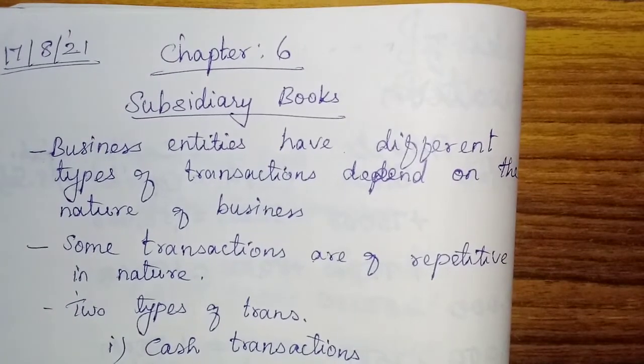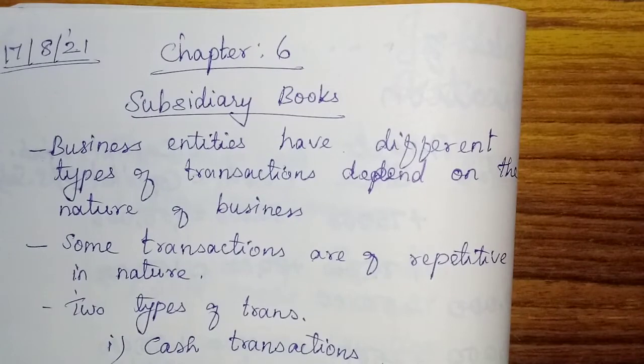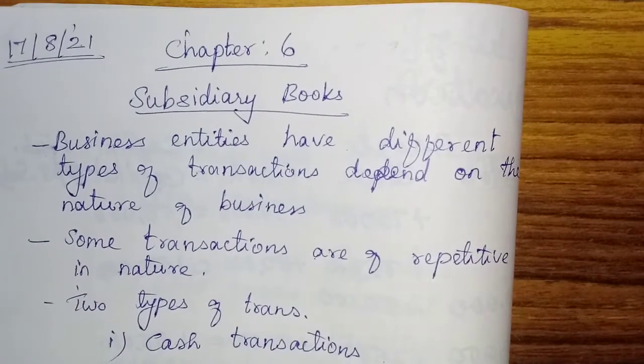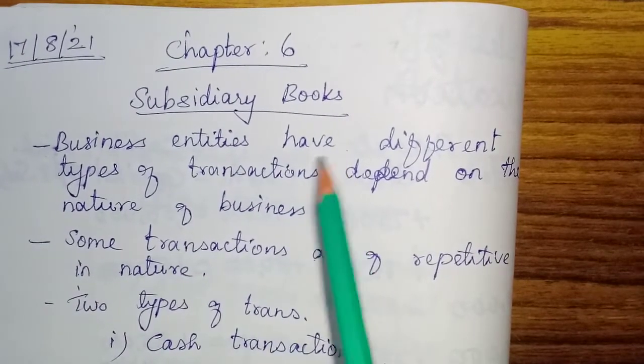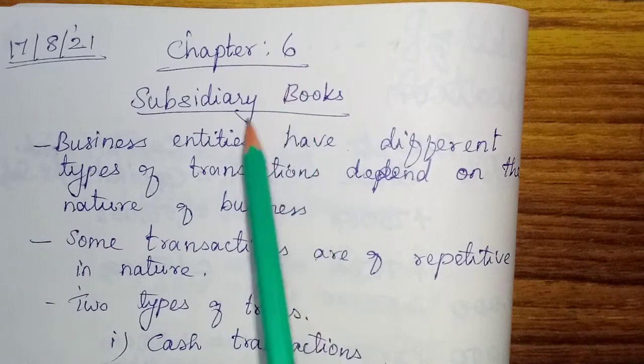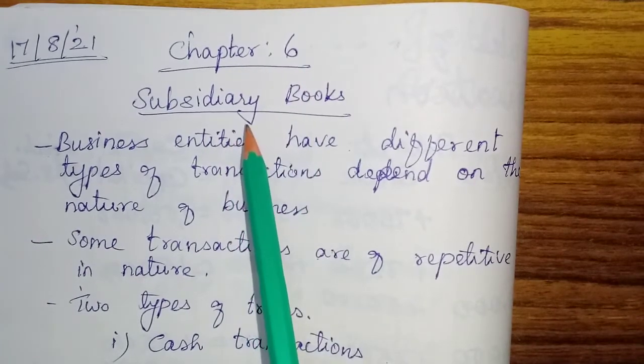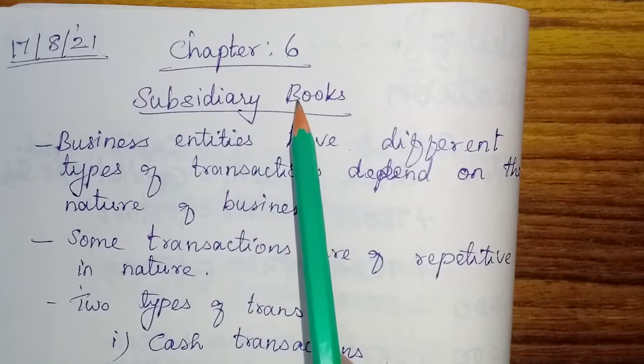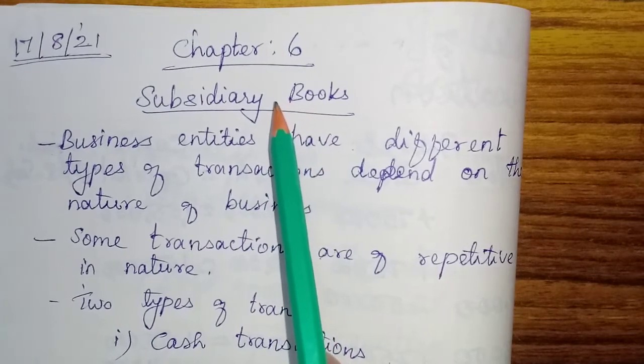Okay, shall we go back to our lesson? In accountancy, we have already completed 5 chapters. Today we are going to learn the 6th chapter, subsidiary books. Before going to this, we will have a small recap.